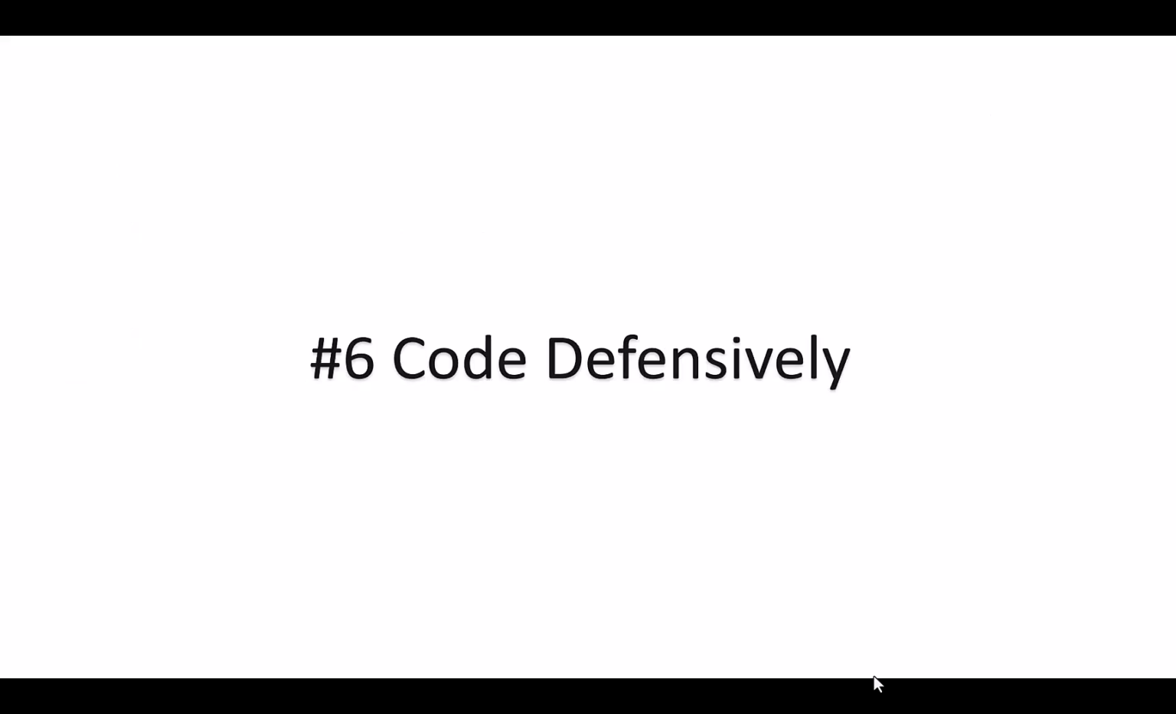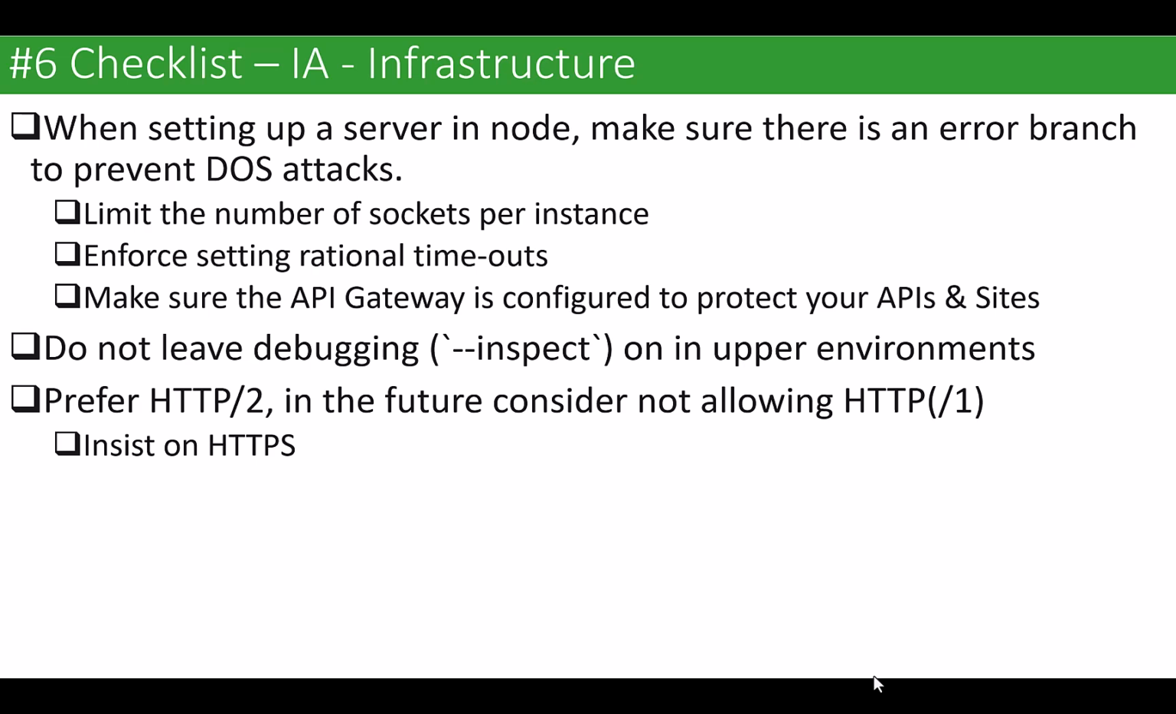Code defensively, we talked about that. There's some pretty basic things that you want to do when you're setting up a server in Node. And if you're using, as we do, a container, what we do in the container initialization is make sure that we set a whole bunch of these Node parameters for the runtime to make sure that certain things are not ever going to be a problem. For example, the default timeout for a process is 0, which means infinity. That is no bueno. You probably want to set a rational timeout.